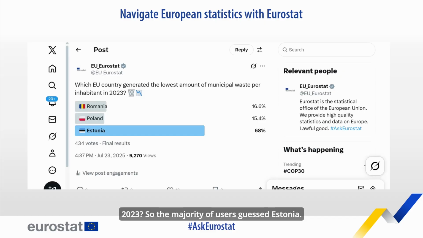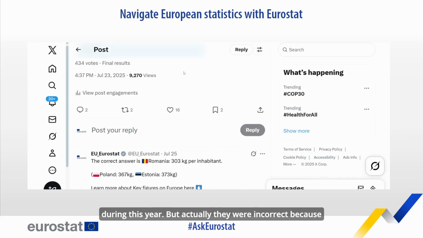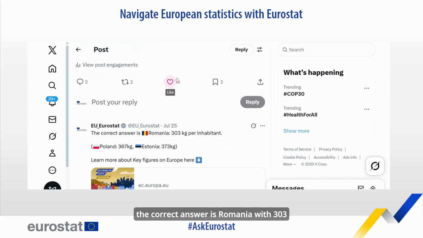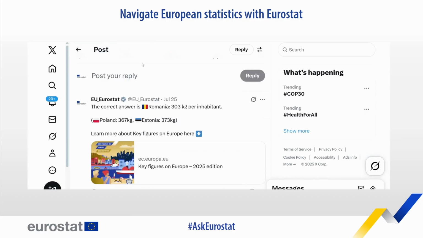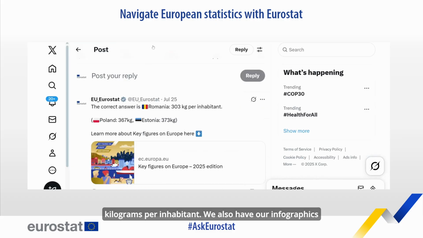The majority of users guessed Estonia. So 68% of users thought Estonia generated the lowest amount of municipal waste per inhabitant during this year. But actually they were incorrect, because the correct answer is Romania with 303 kilograms per inhabitant.